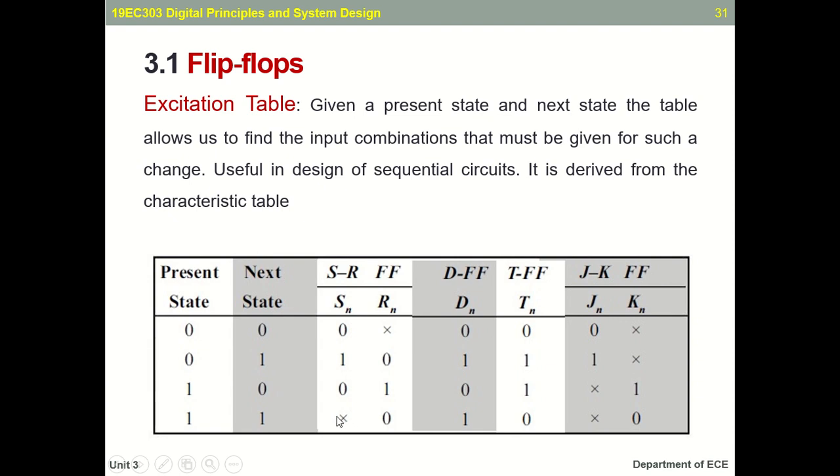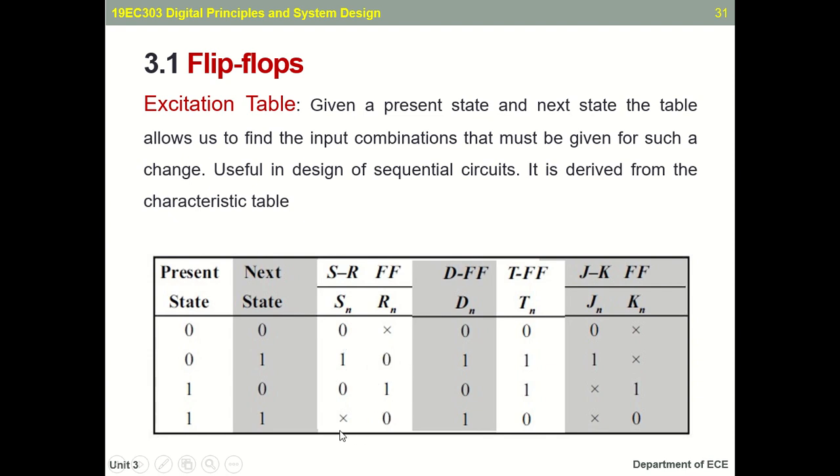So it can be any value, but the reset should be value equal to 0. So for your 00, 01, 10 and 11, it should be 0x, 10, 0x 1 0, and x and 0. Keep in mind the next state: the next state value will get published in your S for the second and third. The opposite value you can write for your R.